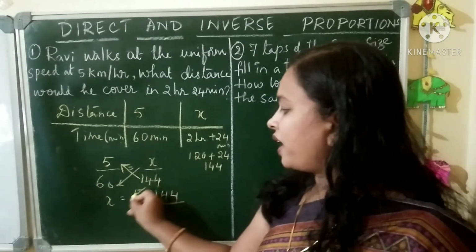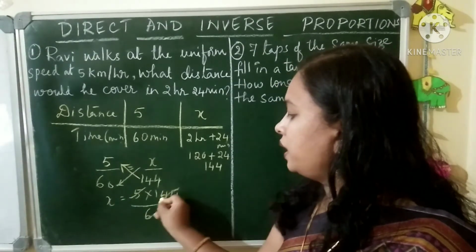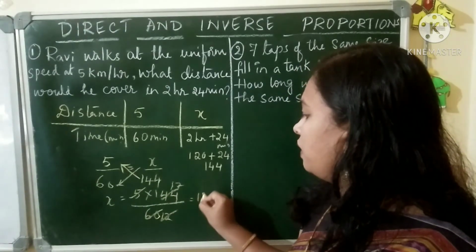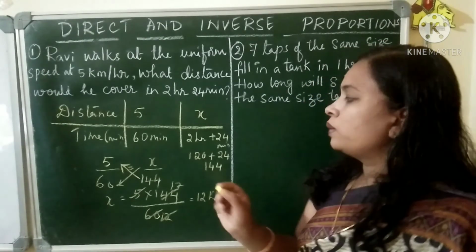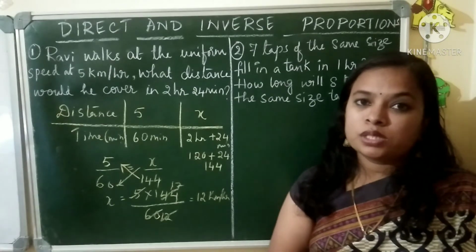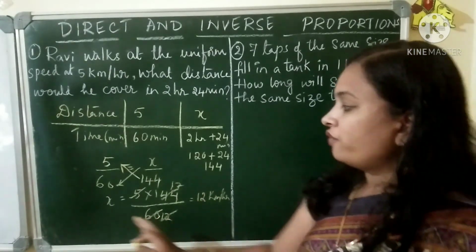So now 5 ones are, and here 12s are, and here 12 and 12s are. So here it is 12 kilometer per hour. So he will be able to cover 12 kilometer per hour. Okay. So this is the value of x.